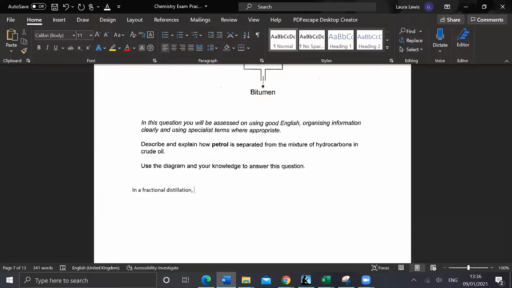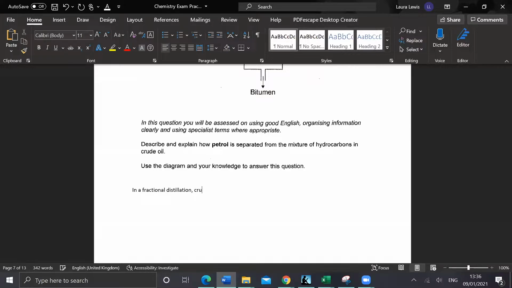It's not cracking. It's okay, be careful of that. This is not cracking. What we're doing is heating up the crude oil, and different parts of it condense out at different points. So that's what we're going to write.